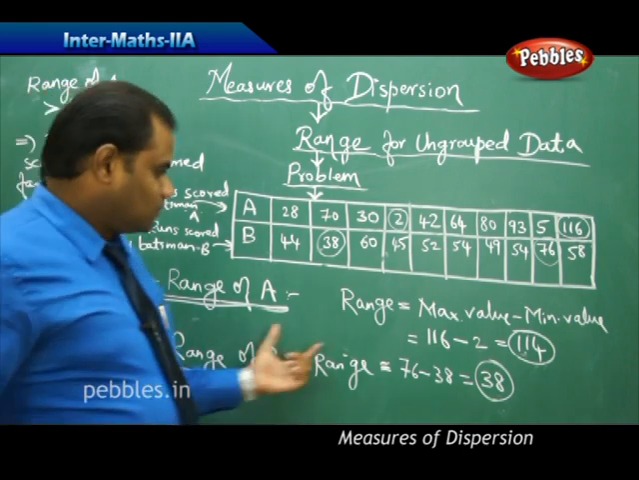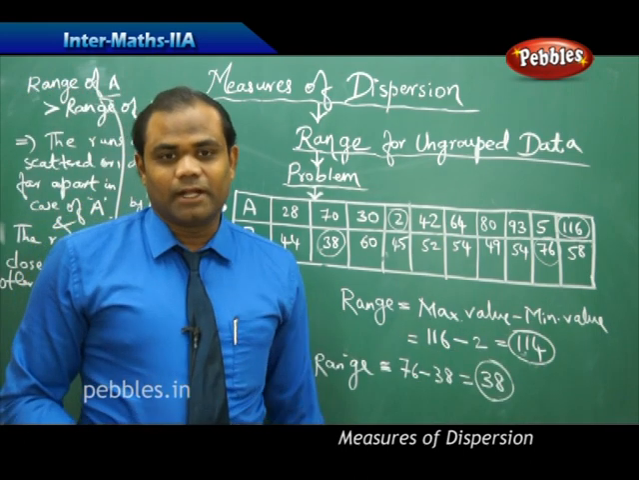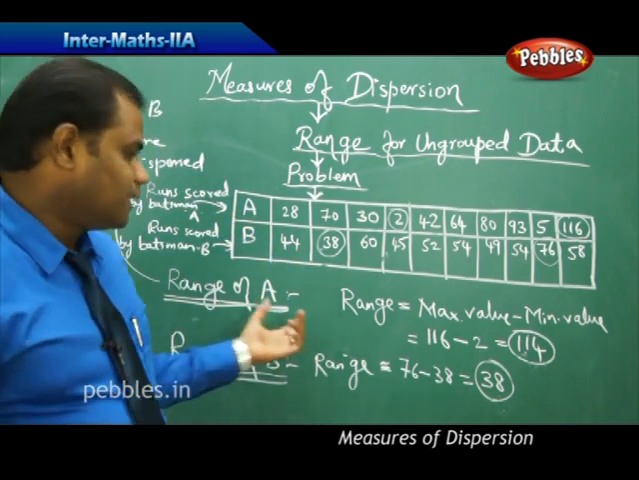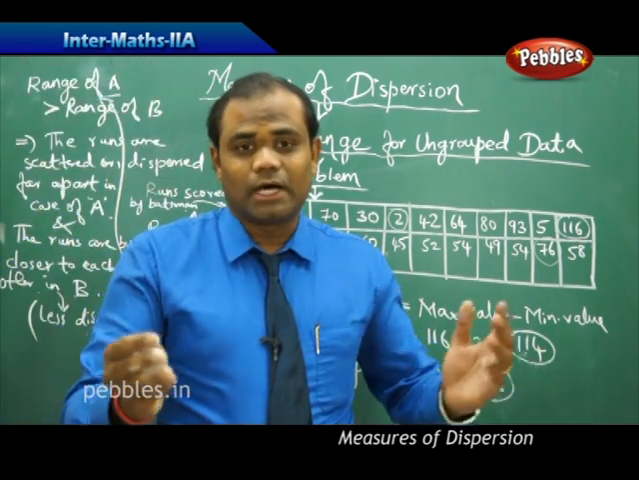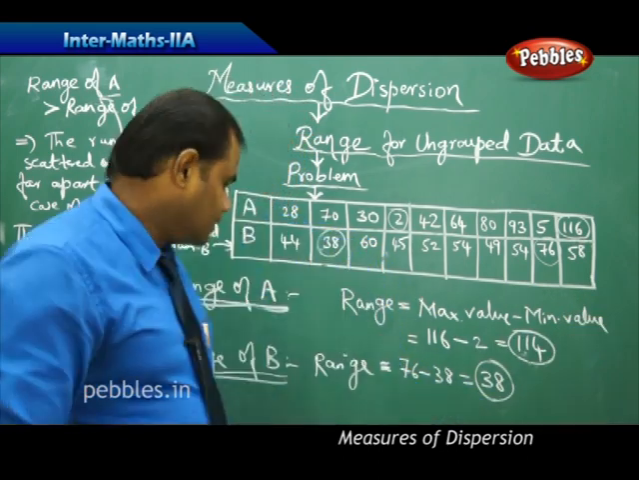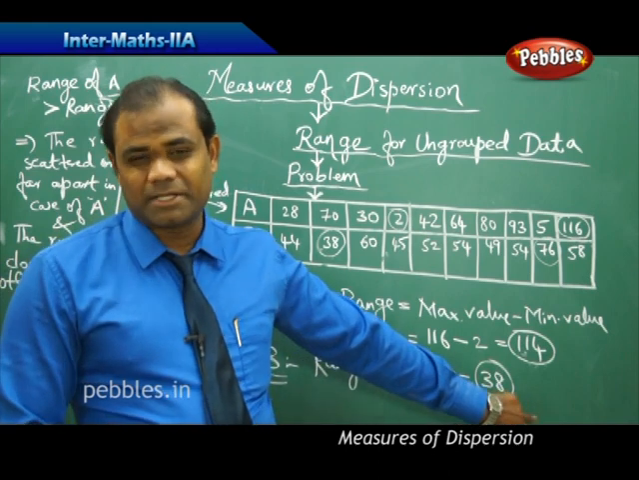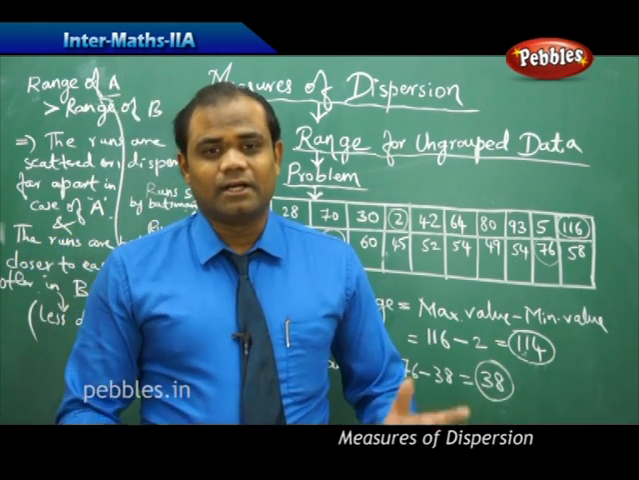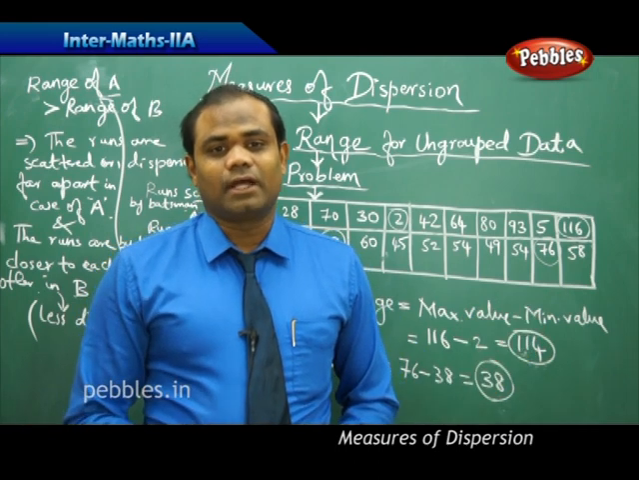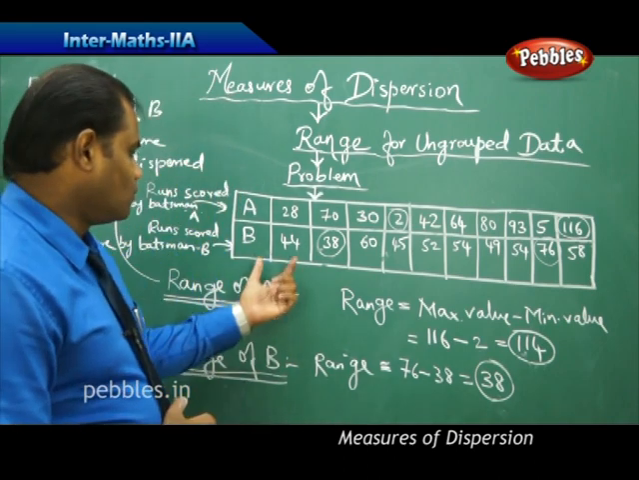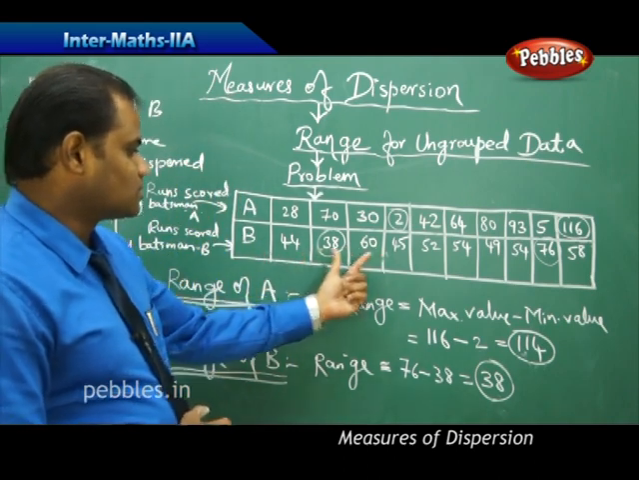Now that we have done this problem, we understand that the significance of range is that the higher the range value, the more the data points are scattered or dispersed far apart, and the lesser the range, as in case of batsman B, the lesser is the dispersion, that is, the data are closer to each other and very much in relation to each other. As we can see here, all the scores are reasonably closer to each other.